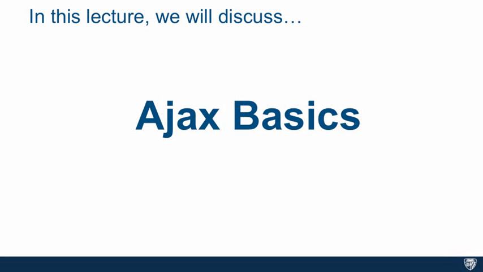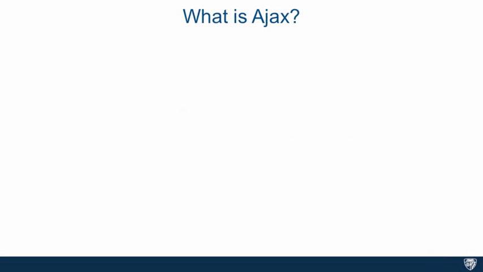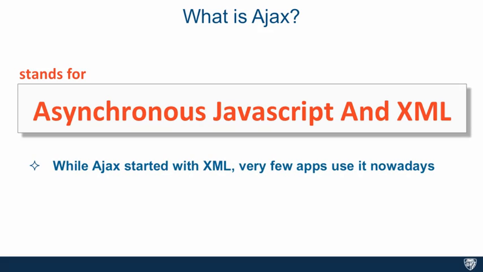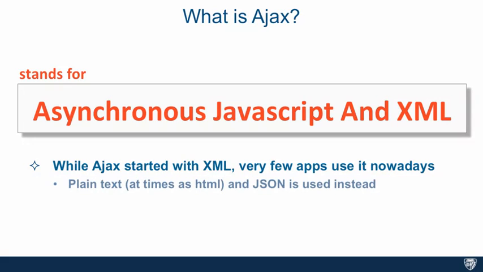So now we're ready to speak about some Ajax basics. So what is Ajax exactly? Well, the word Ajax used to stand for asynchronous JavaScript and XML. The thing though is while Ajax started with XML, and that was the data type that was being sent over the wire between browser and the server back and forth, very few apps actually use it nowadays. Instead, most of the time nowadays, plain text, sometimes just regular HTML, and then JSON, which we're going to talk about later, is used instead of XML.